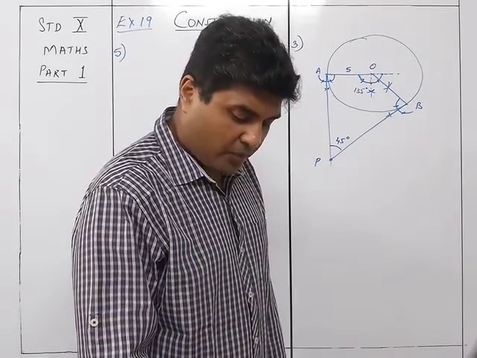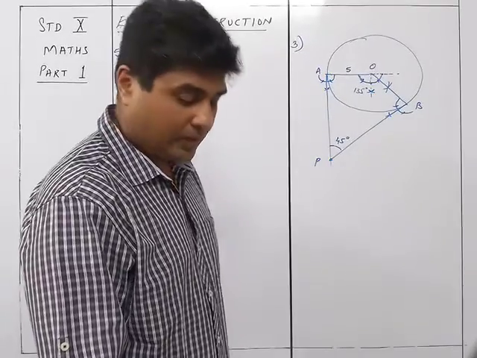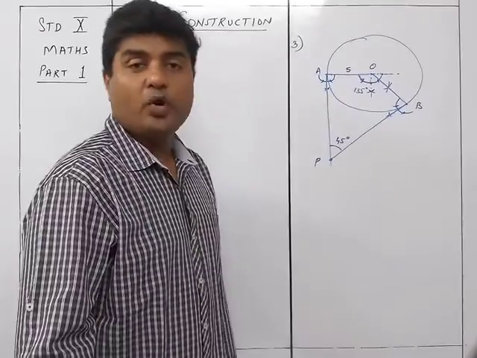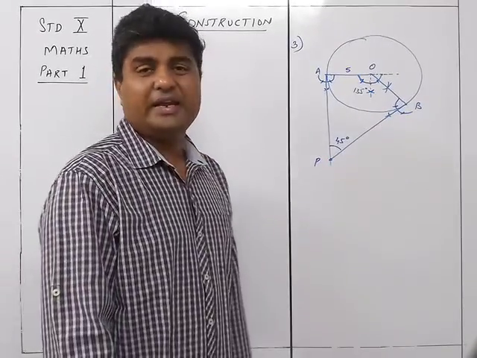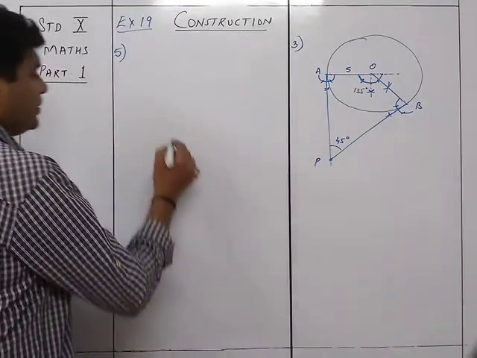Fourth one, draw a circle of 4.5. Draw two tangents at an angle of 60 degrees. So again the same as the third one. So nothing different than this one. So yeah, absolutely okay. We move on to question number 5. You need to draw an equilateral triangle of 4.5 centimeters. So we are going to draw the equilateral triangle.